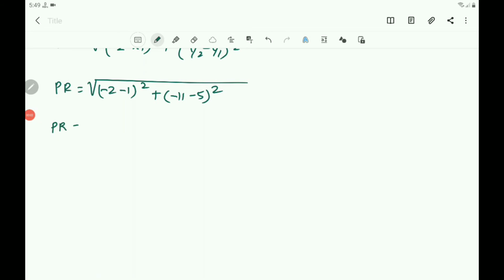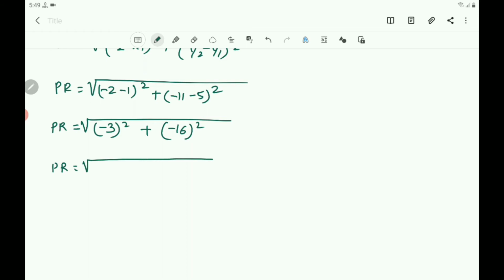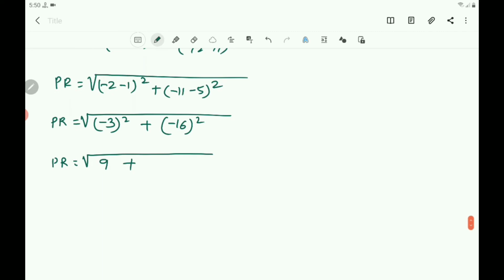Then PR equals whole root, sum of minus 2 and minus 1 is minus 3 whole square plus sum of minus 11 and minus 5 is minus 16 whole square. Then PR equals minus 3 whole square, you got that is 9, plus minus 16 whole square is 16 into 16, 16 square is 256. Then sum of 9 and 256 is 263.